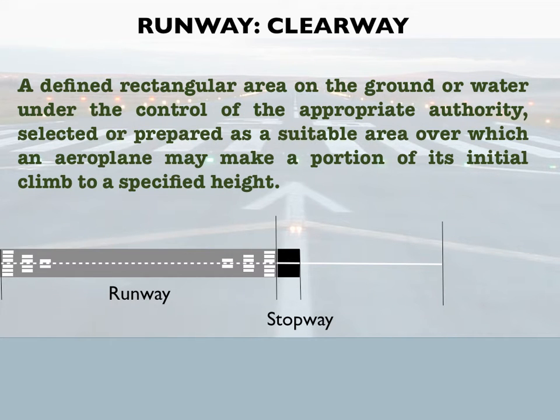Next, the clearway. It is defined as a defined rectangular area on the ground or water under the control of the appropriate authority, selected or prepared as a suitable area over which an aeroplane may make a portion of its initial climb to a specified height. The clearway is the portion from the runway threshold and extending beyond. It is in this space that the airplane will carry out its initial climb immediately after liftoff. Please notice that the clearway includes the stopway as well. The clearway will not extend beyond half the runway length.